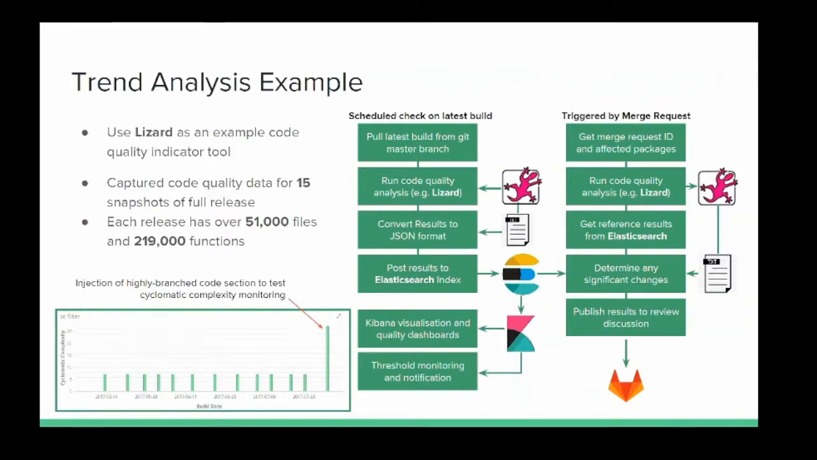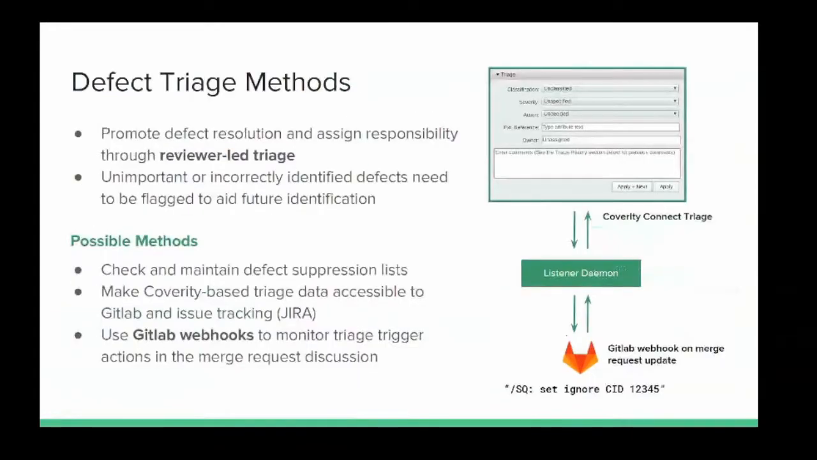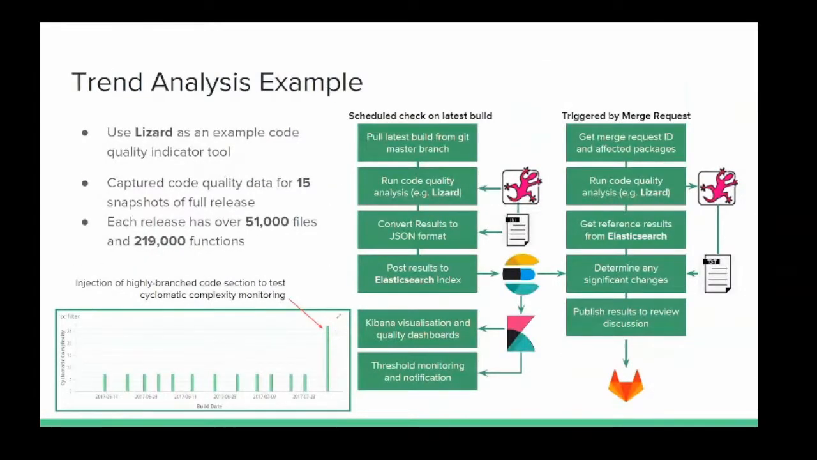I looked at 15 snapshots of a full release, but bearing in mind each release has over 51,000 files, 219,000 functions. It's on the order of 50 megabytes of data ingested on each run, so it does add up. And so yeah, you can see there that I injected some fake code to increase the cyclomatic complexity. It does pick that up.